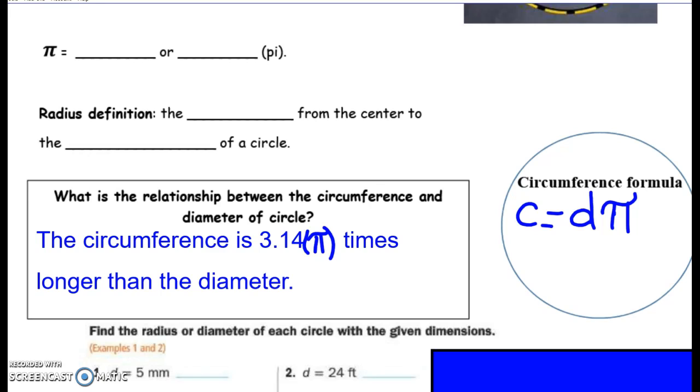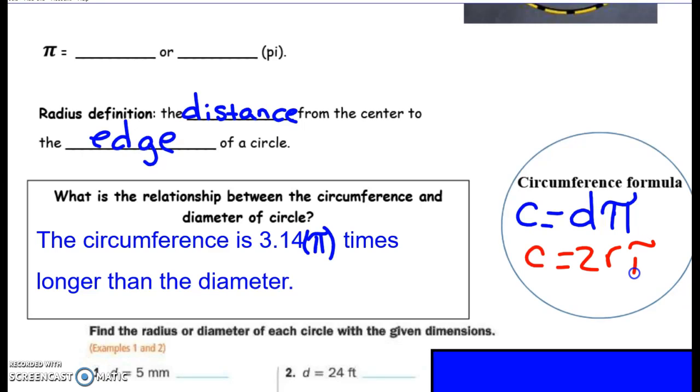Now let's go back to our radius definition. The radius is the distance from the center to the edge of a circle. If it ever gives you the radius, the formula for circumference is going to be 2 times radius times pi. Because again, if I have a circle, the diameter is the distance from one edge to the other edge, but radius just goes from the center to the edge. Make sure you draw and label that.